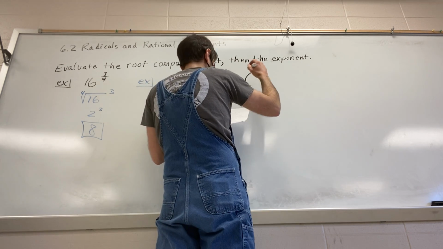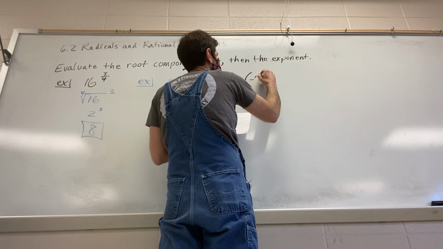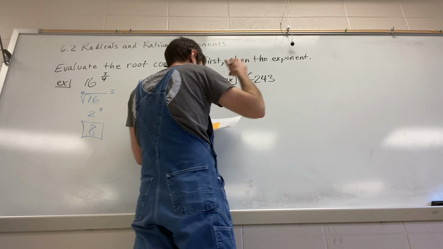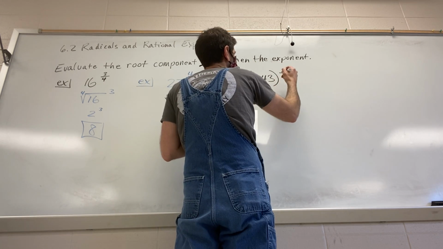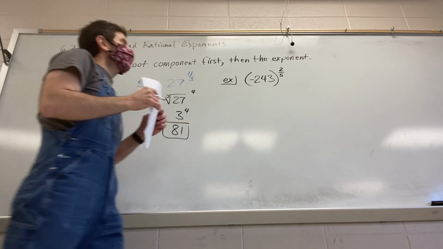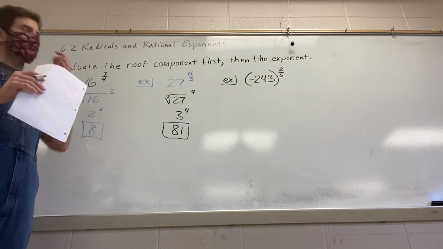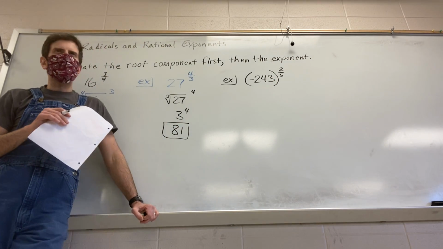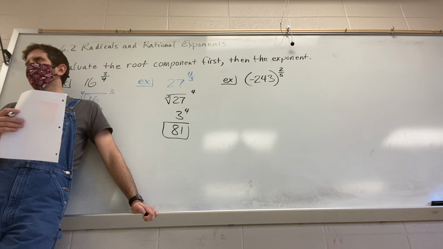And now let's look at this one. It's got a parentheses, and it's negative 243, close parentheses, to the 2/5 power. Now, here's what's kind of frustrating. Will you guys go ahead and get out your fancy calculators, if you don't mind?